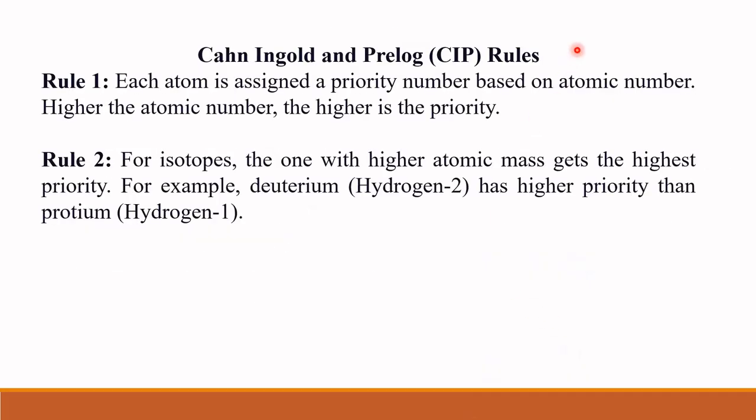Cahn-Ingold-Prelog rules. Rule 1: Each atom is assigned a priority number based on atomic number. The higher the atomic number, the higher the priority. Then rule 2: For isotopes, the one with the higher atomic mass gets the higher priority. For example, deuterium and hydrogen or protium. Deuterium has higher priority than protium.